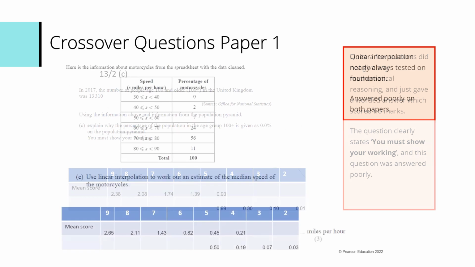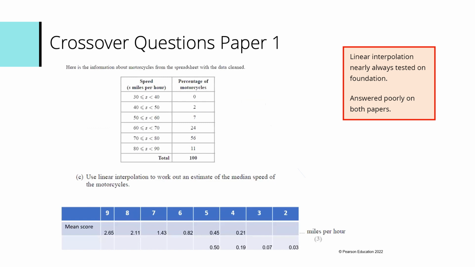Okay, so this is the crossover on paper 1, so this is 14C on foundation and question 3C on higher. Again, I'll give you a minute just to read it. So it says there that linear interpolation is nearly always tested on foundation, but it was still answered particularly poorly on both papers. Most students didn't attempt part C from foundation, and of those who did, a lot attempted to calculate the mean instead of the median.